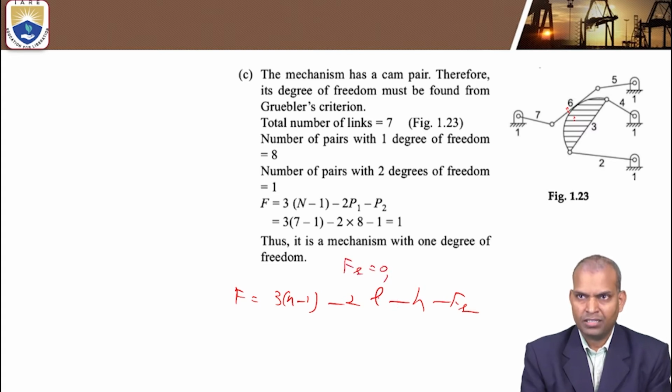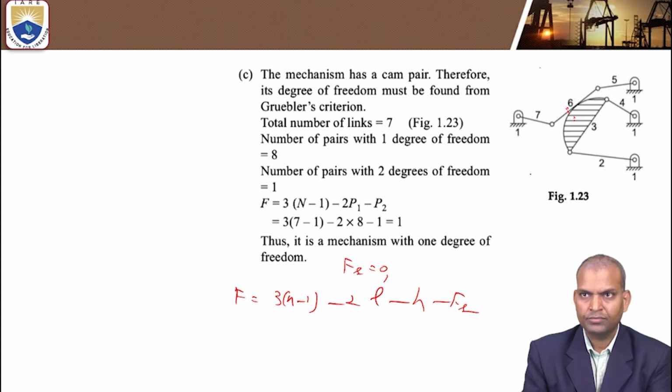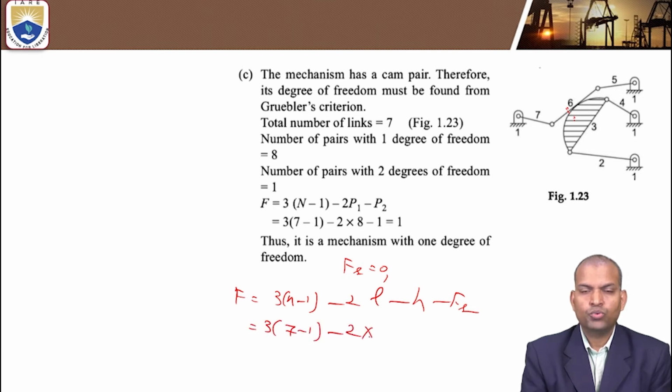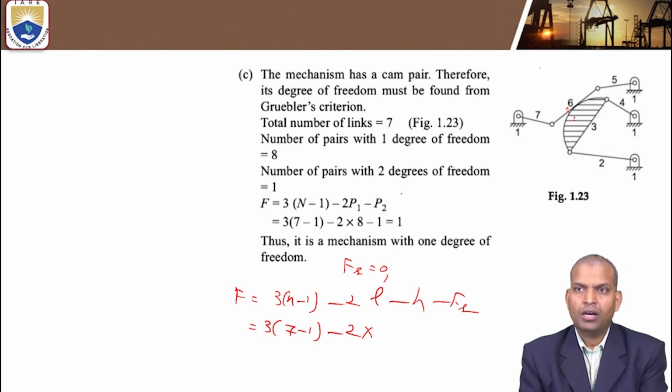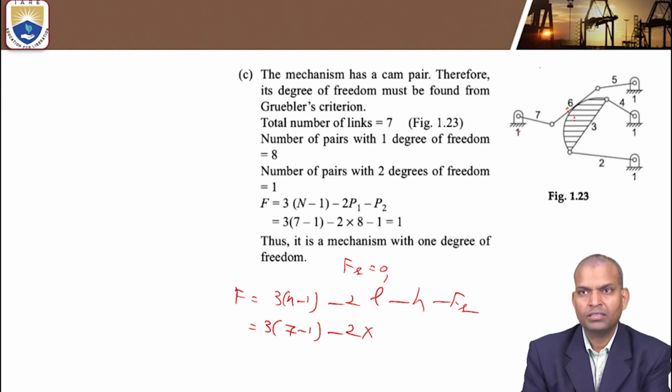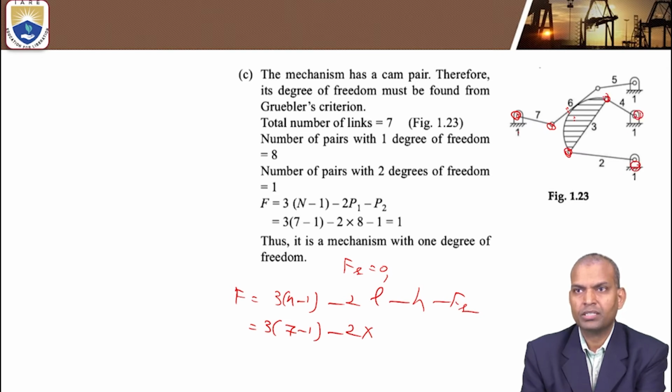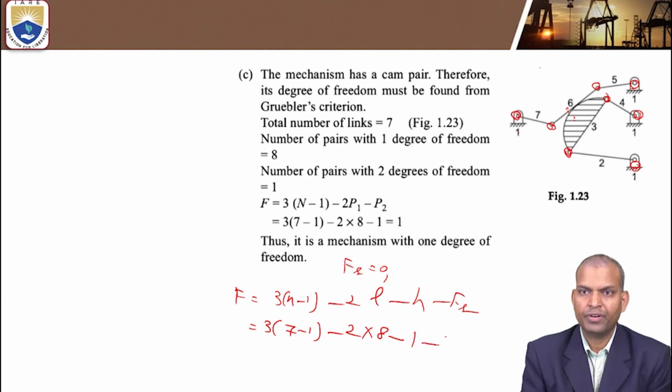And how many links are there? Here in this figure it is mentioned directly. There are 7 links. 3 into 7 minus 1 minus 2 times L. What is L? Number of lower pairs. Lower pair contacts: 1, 2, 3, 4, 5, 6, 7, 8. So the number of lower pairs is 8. Next, how many higher pairs? 6 and 3, one higher pair. What is the redundant degree of freedom?